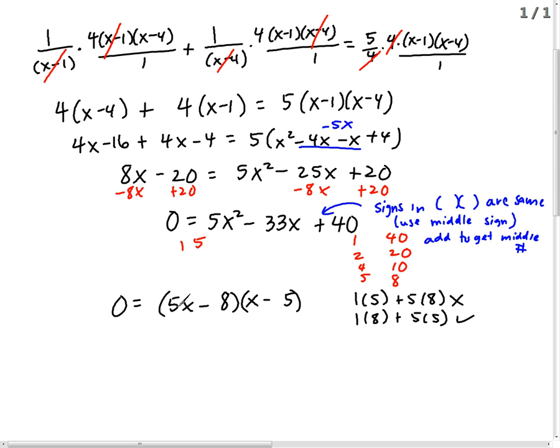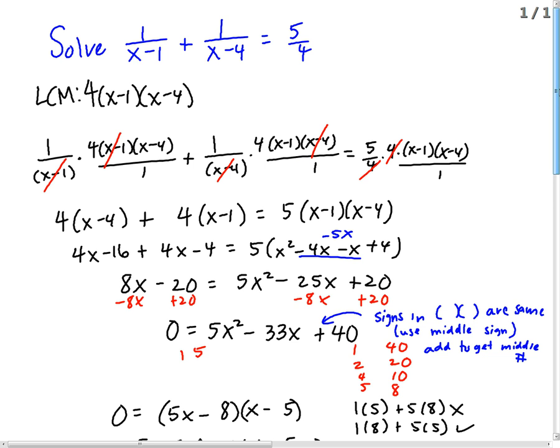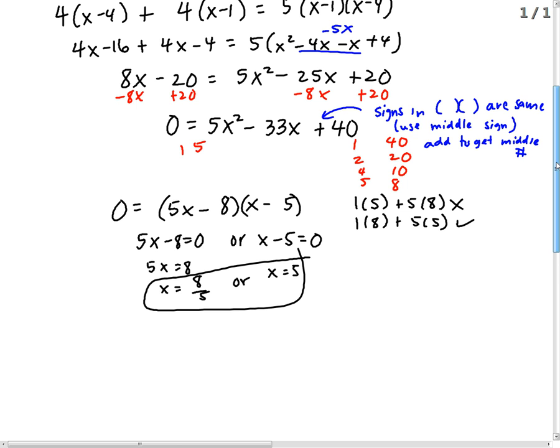Let's check it. 5x squared minus 25x minus 8x plus 40. Okay, so then we solve 5x minus 8 equals 0, or x minus 5 equals 0. 5x equals 8, so x is 8/5, or x equals 5. And these are the answers, as long as we don't have any zeros in the denominator. So my restrictions, x can't be 1, x can't be 4. And neither of those are my answers, so I'm good. My answers look good. x equals 8/5 or x equals 5.